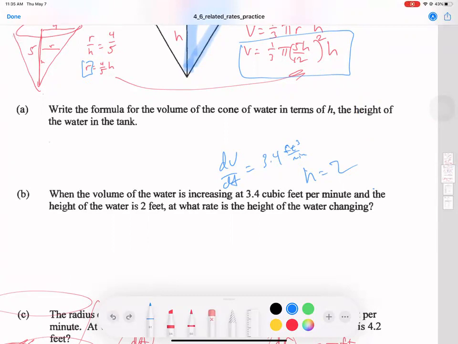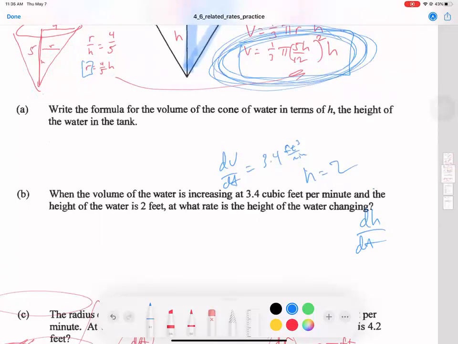At what rate is the height of the water changing? See, that's the gimmick right here. Looking back at the equation we just wrote up here, they want the rate of height. Rate of height is dH over dt. Don't be fooled. They told us exactly what they want. They want dH over dt. I do not have dH over dt.